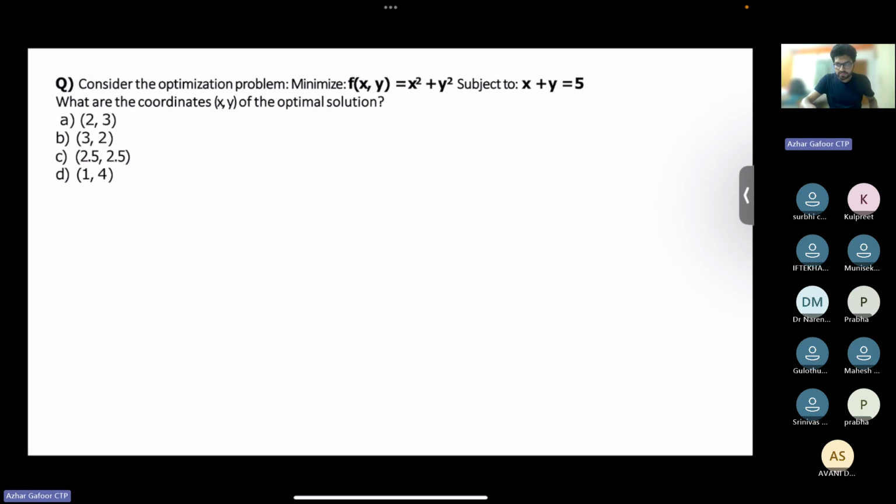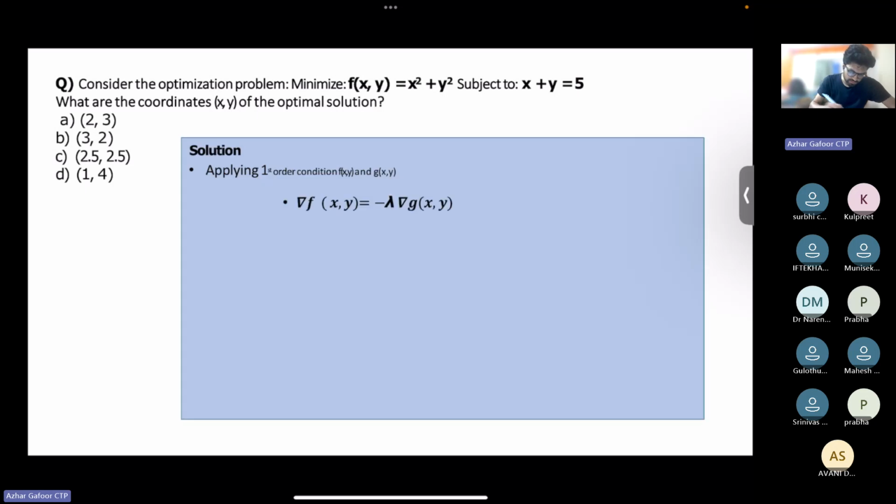So hi, anybody has the answer? Did anyone try, or shall I move and show the solution? Sir, is it C? Hello? Sir, is it C? Yeah, C is the correct answer.